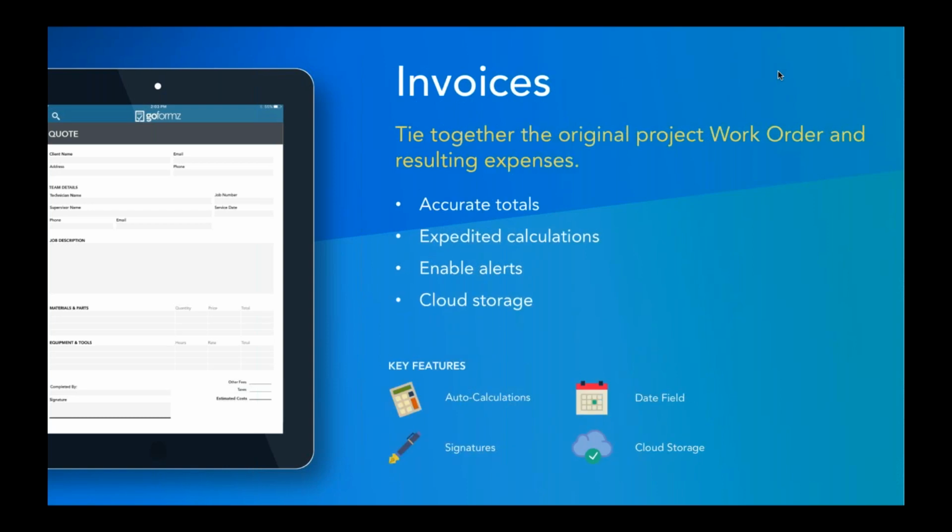The next form we'll go over is invoices. And with invoices, these tie directly together with the original work order, and they can be a description of the work completed and the resulting project expenses. With the automatic calculations, one of the key features listed below, you can tally accurate project hours, materials, and associated costs instantly. With custom workflows, you can notify team members when the invoice has been paid, saving you significant time and money. Via the cloud storage, both clients and team members can easily reference invoice details.